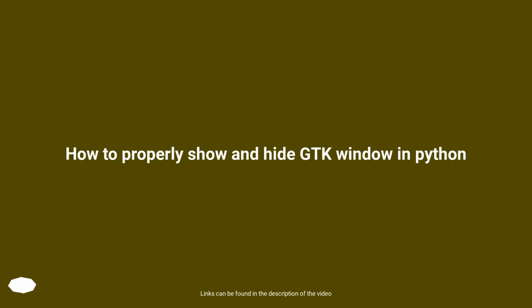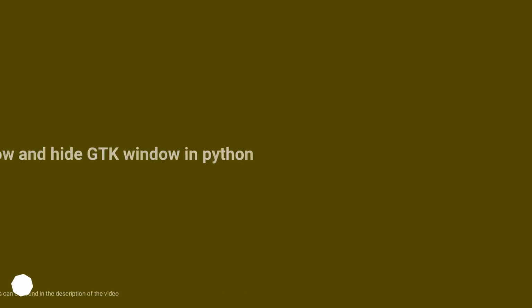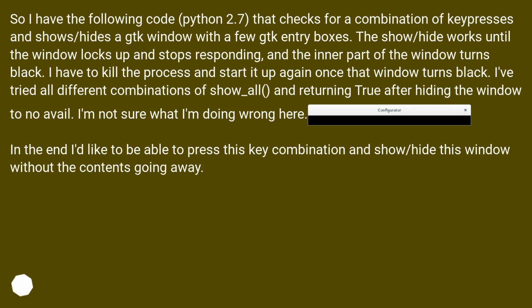How to properly show and hide a GTK window in Python. So I have the following code, Python 2.7, that checks for a combination of key presses and shows/hides a GTK window with a few GTK entry boxes. The show/hide works until the window locks up and stops responding, and the inner part of the window turns black.